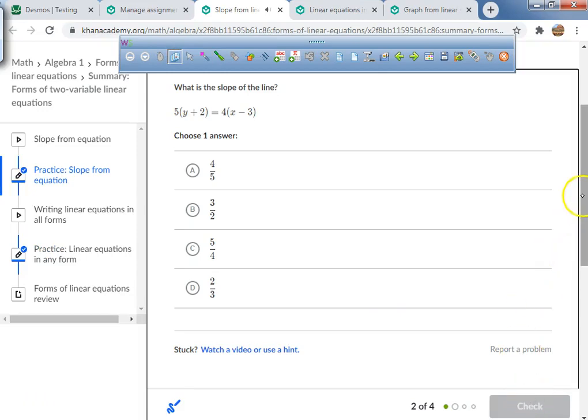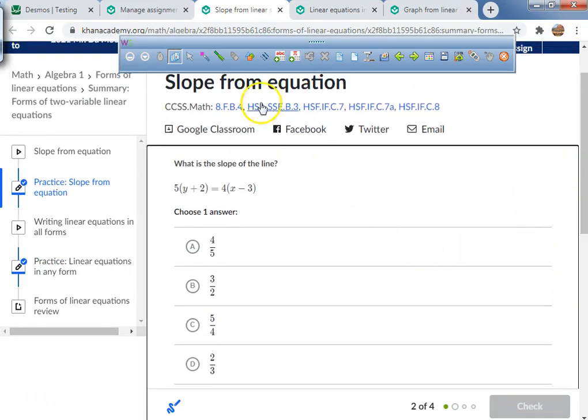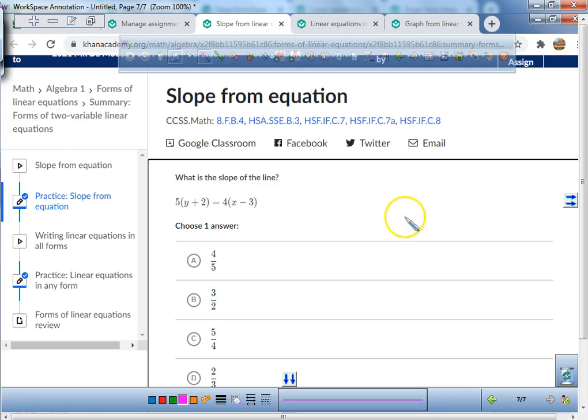Now this one is a little bit trickier. This is one that's really not in any form. You have 5 parentheses y plus 2 equals 4 parentheses x minus 3. When I said there's going to be a hard one, this is the quote hard one, but it's really not that bad. Write this down. This is not in slope-intercept form. This is not in standard form. This is not in point slope form. This is just a random equation.